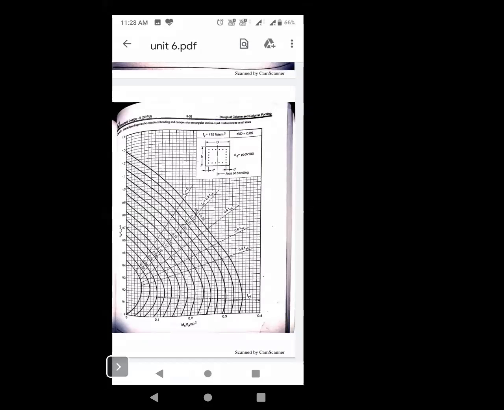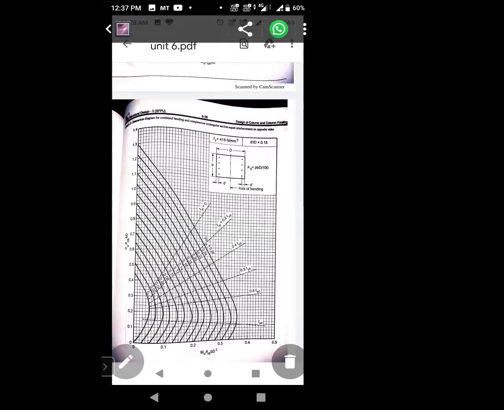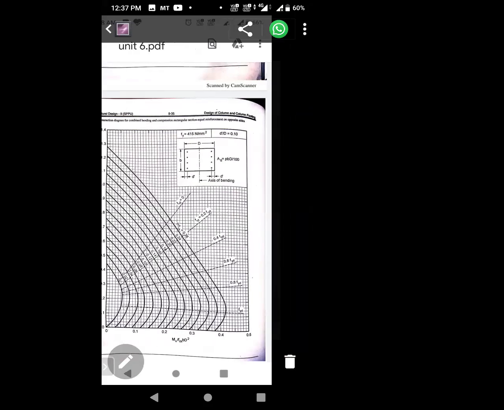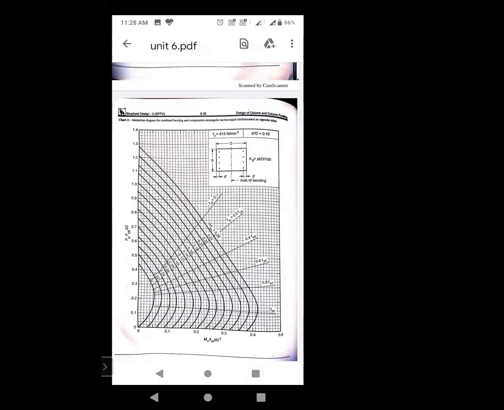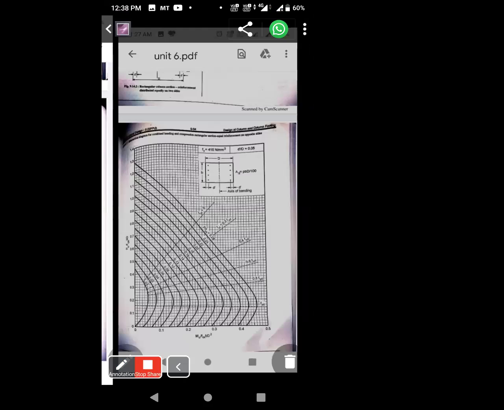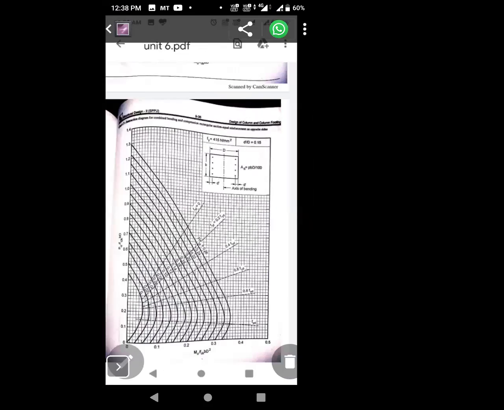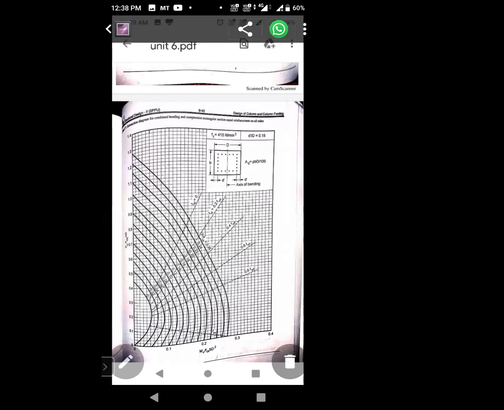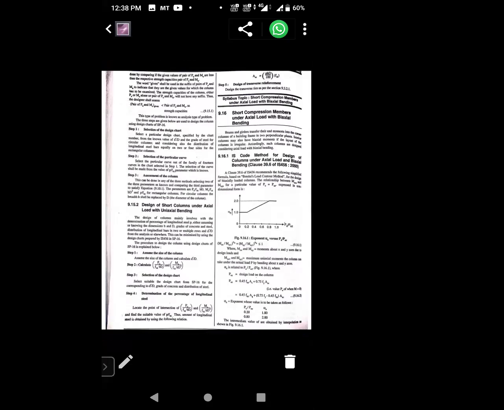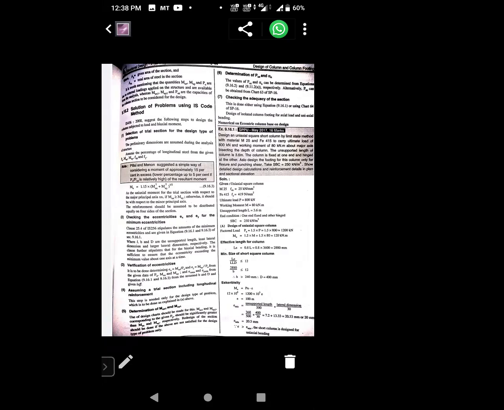From tomorrow we are going to deal with examples so that you will be clear on how to use these interaction charts, and which interaction diagram or design chart you are going to use. It mostly depends upon your d dash upon d value, which d dash upon d value is available. Then we are going to deal with two types of examples for this, and we will deal with every section in the question. Every value is given. For this we will deal with the question here only.